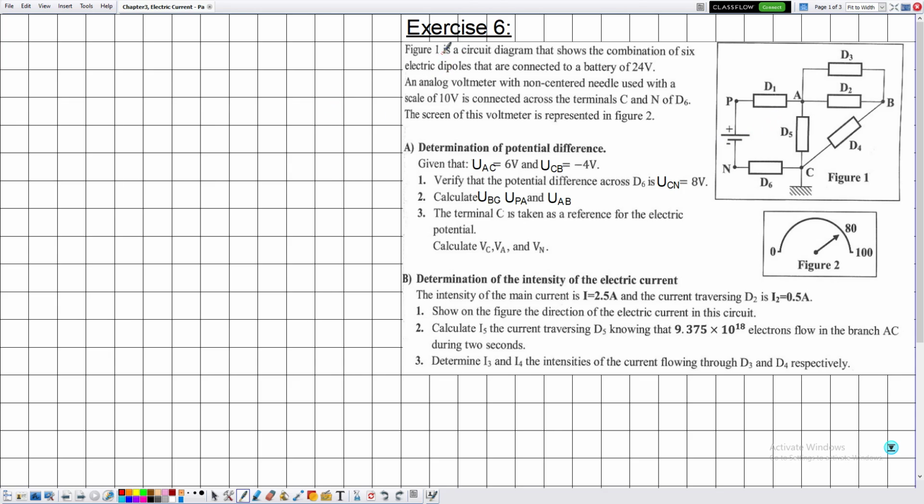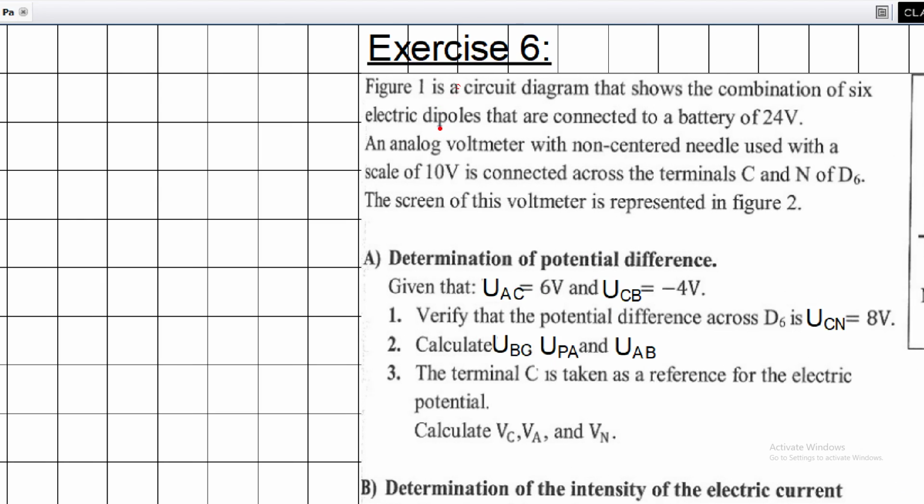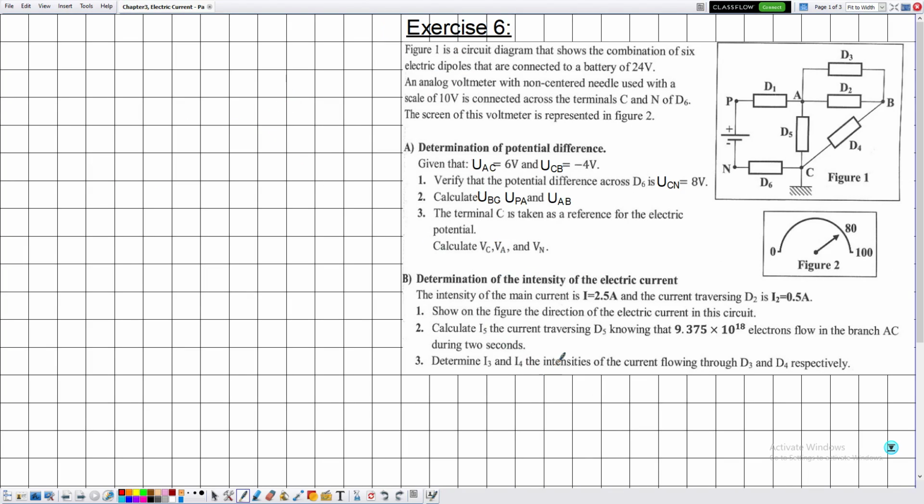And here let's recall what's the meaning of a dipole. Pole means a terminal and di means 2, so this is a dipole. So almost in all of the cases the electric components that are considered in electric circuits are dipoles, but also there are other electric components that are tripoles, like the rheostat, or for example the transistor, that are connected to a battery of 24 volts. So the trick in solving such type of exercises is to write the voltage on the electric circuit itself.